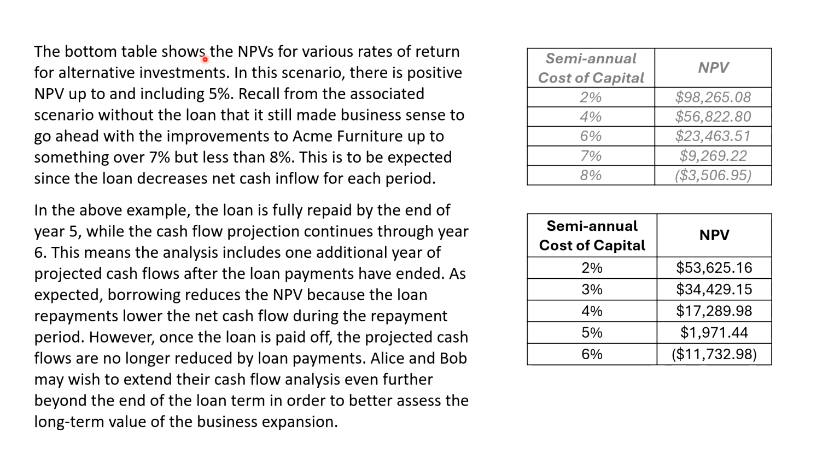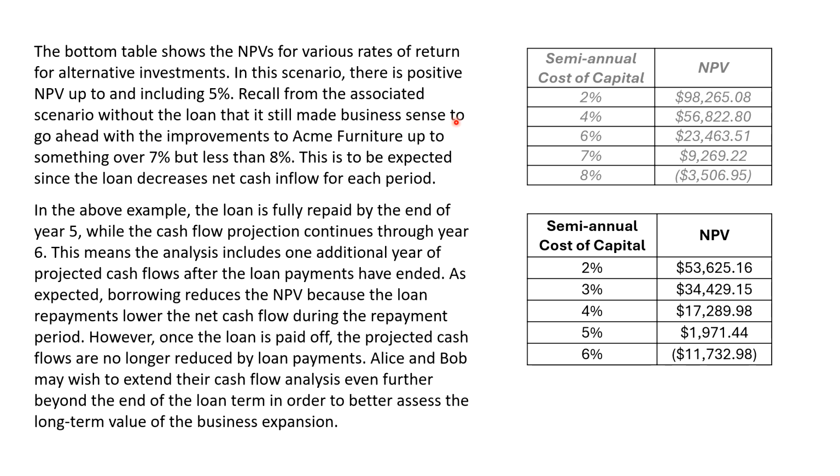The bottom table shows the NPVs for various rates of return for alternative investments. In this scenario, there is a positive NPV up to and including 5%, this line here. Recall from the associated scenario without the loan, and I copied it for you here so you didn't have to page back, this was also for the Acme Furniture.